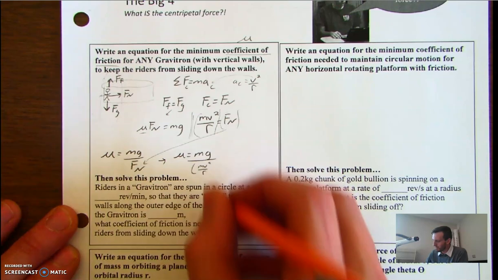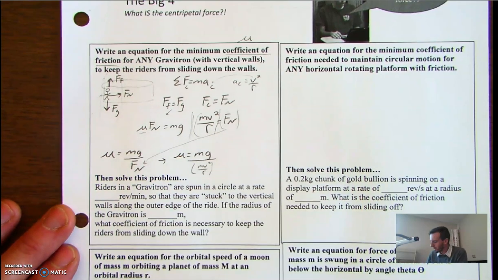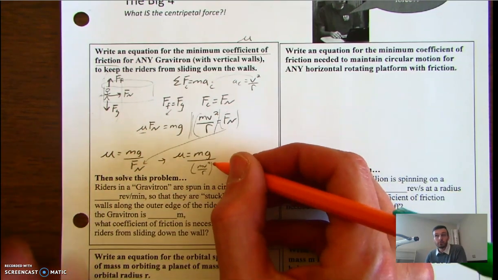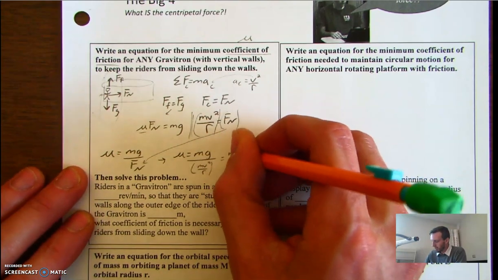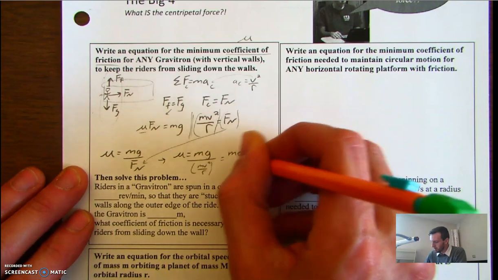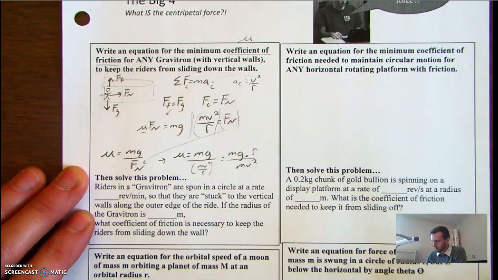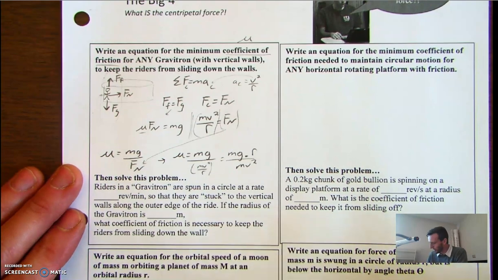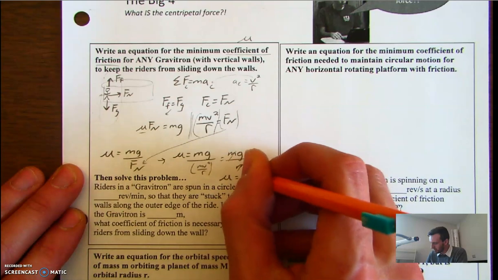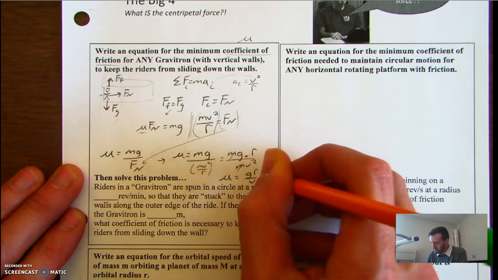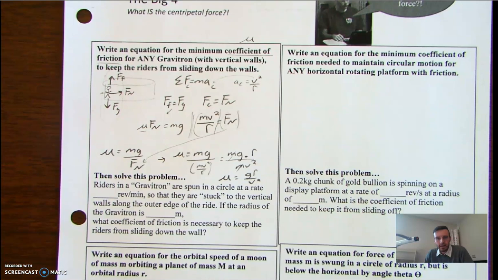Okay. Now, if you're getting a little bit of a headache looking at that algebraically, remember that dividing by a fraction is the same as multiplying by its reciprocal. In other words, mg times r over mv squared. Okay, and that kind of helps you figure out where that r goes. You notice that the m's cancel, and so our final expression here, mu, is equal to gr over v squared. All right, so that is our generic expression for any gravitron problem where it's a vertical wall and the friction is the thing keeping you from falling down.